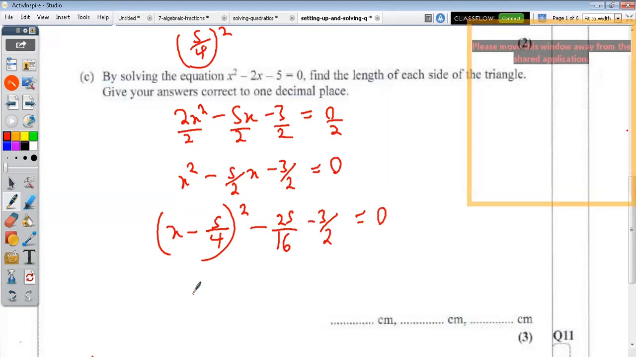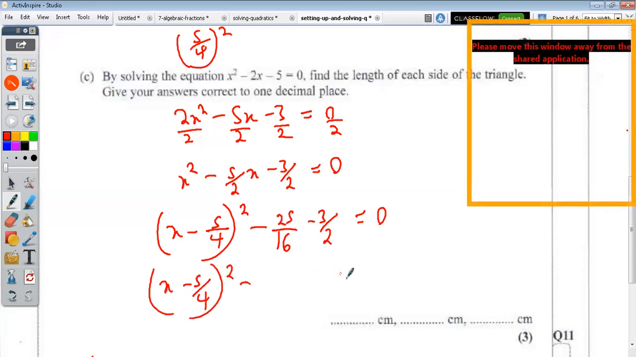Now, can you solve this in your calculator? You've got your calculator there. Can you tell me the correct fraction? It's a negative number. What negative number is that? Minus 25 over 16 minus 3 over 2. Your calculator does fractions. Every calculator.